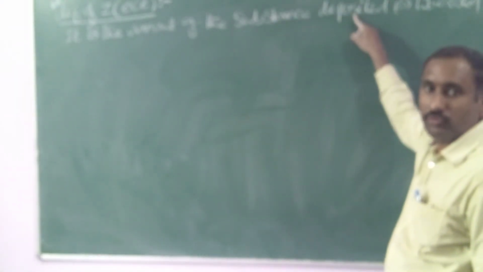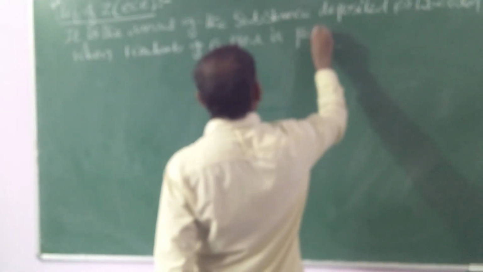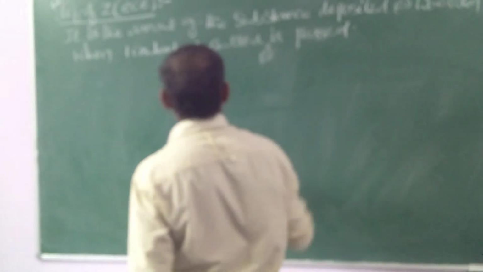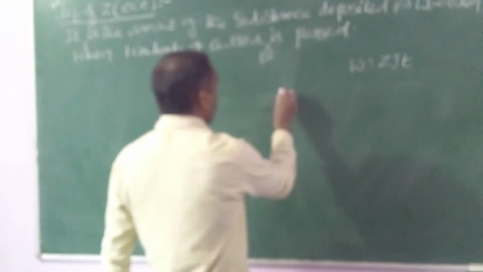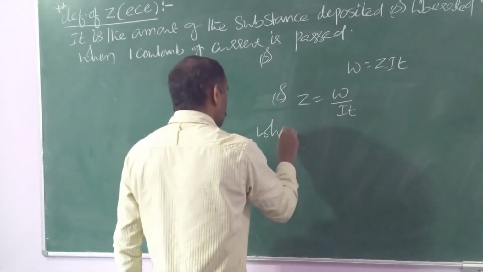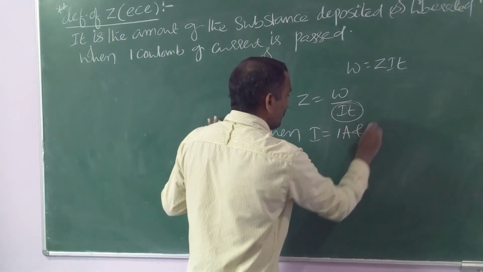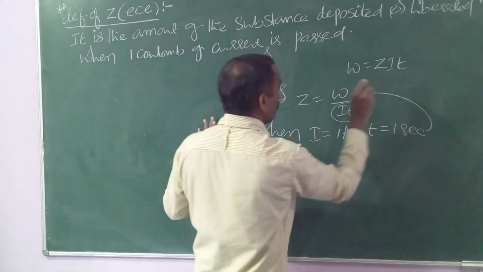Whenever solids are given, we have to use the word deposition; for gases, liberation. So it is the amount of the substance deposited or liberated when 1 coulomb of current is passed. Or one more alternate definition: we know that W equal to Z into IT. From this also we can define. Z is nothing but W by IT. While defining, the denominator part should be a unit value. When I equal to 1 ampere and T equal to 1 second, substitute in that formula.